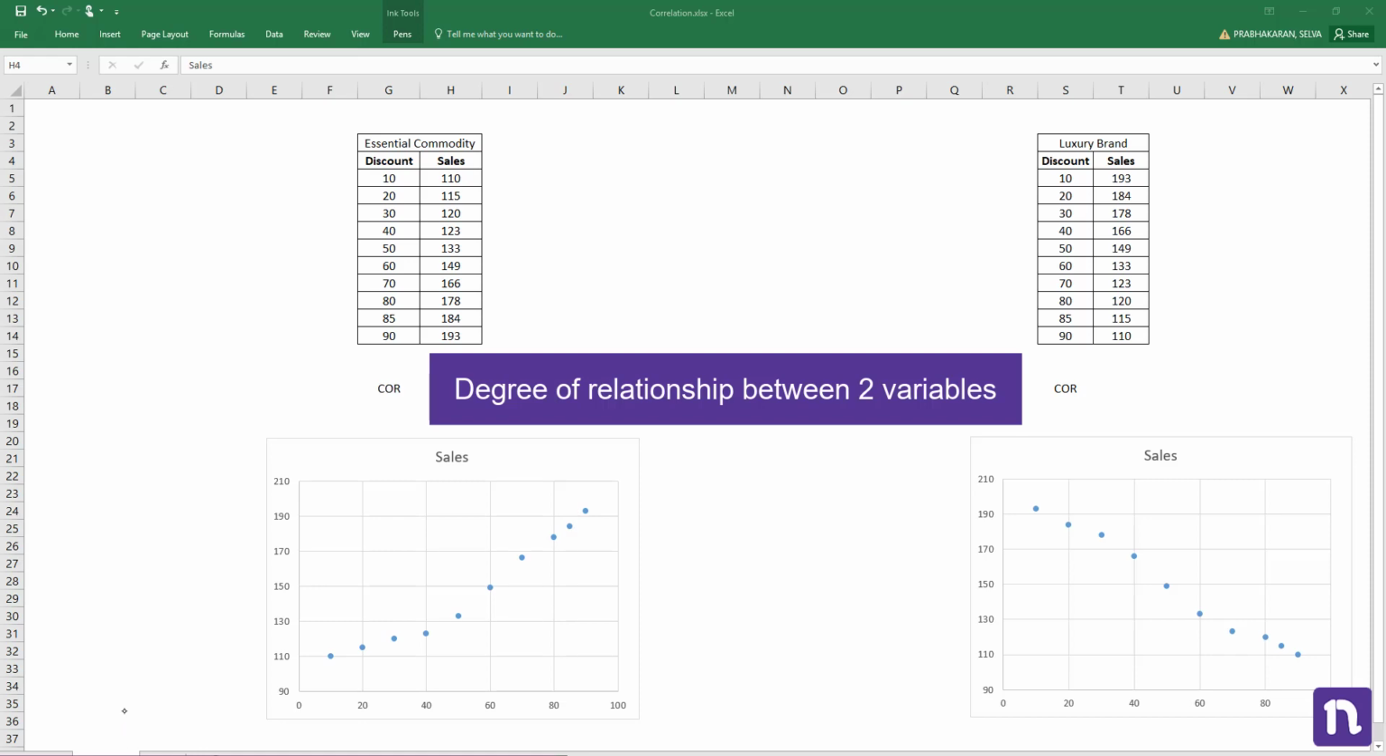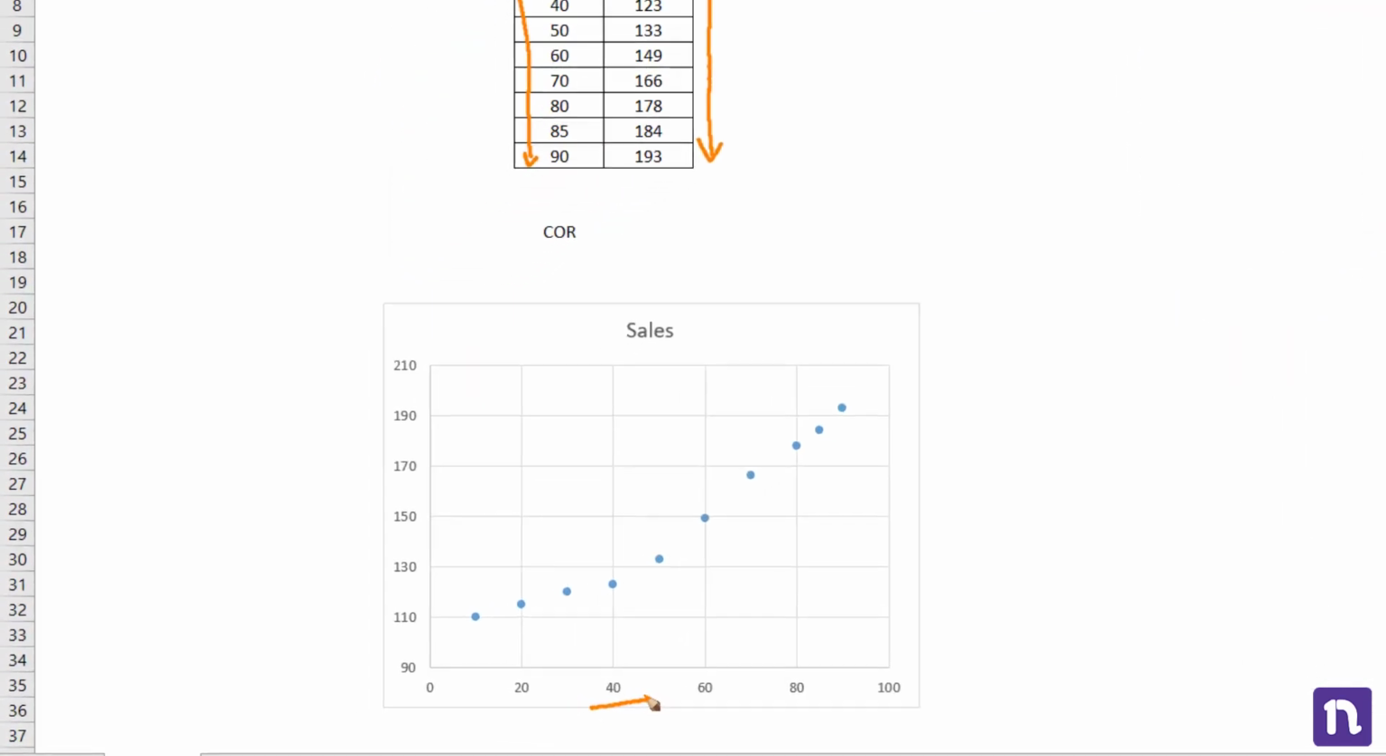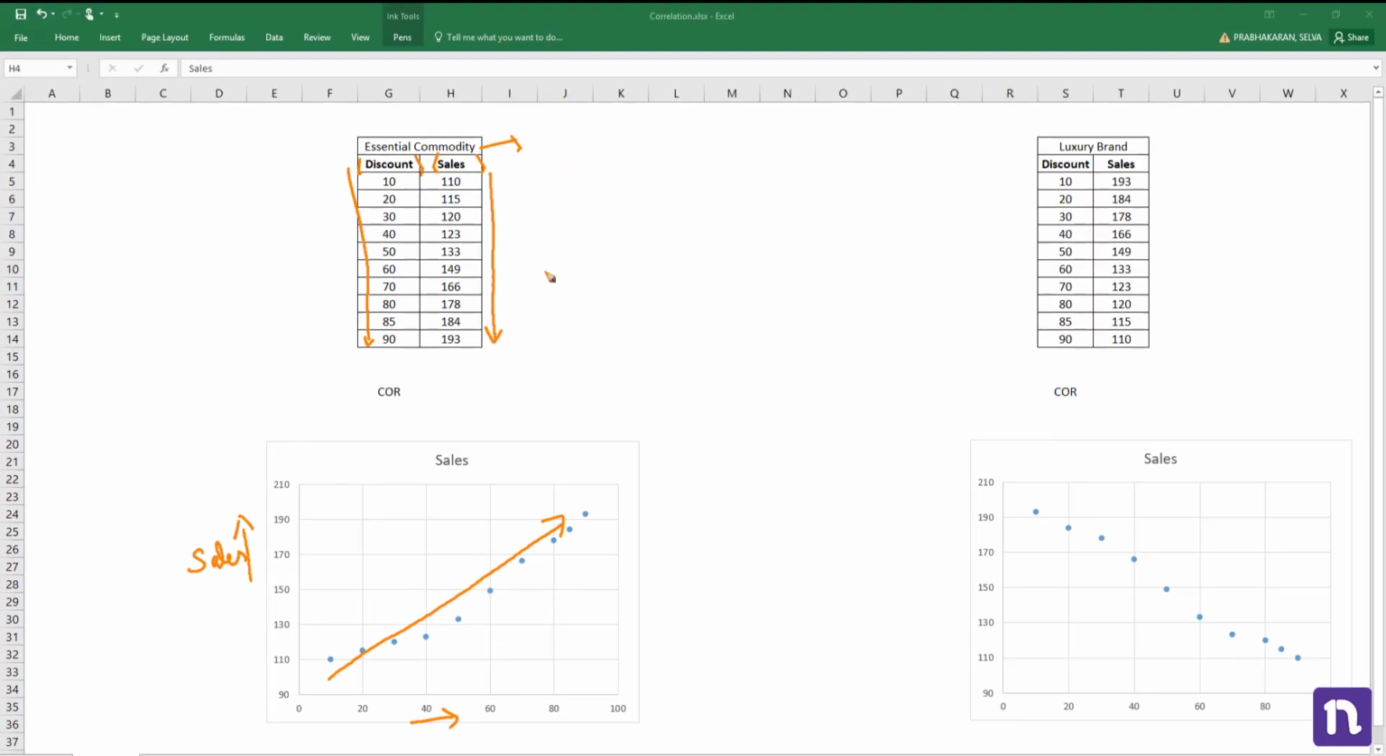Now, here we have two variables, the discount and the sales of a particular product. This product typically is an essential commodity, and if you can see, as you increase the discount, the sales also increases. If you plot these points over a scatter plot, the discount is on the x-axis and the sales is on the y-axis. As you increase the discount, the sales is also increasing linearly. So in this case, you should expect a very high correlation. When I say very high correlation, a correlation very close to +1.